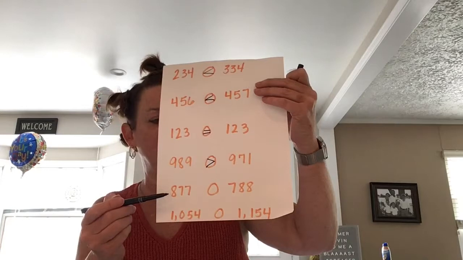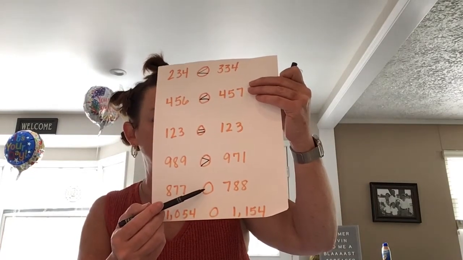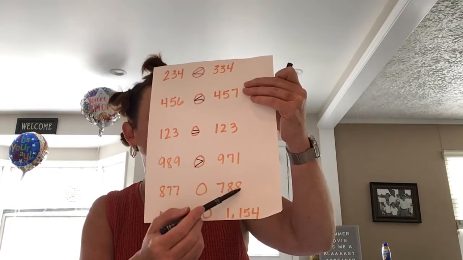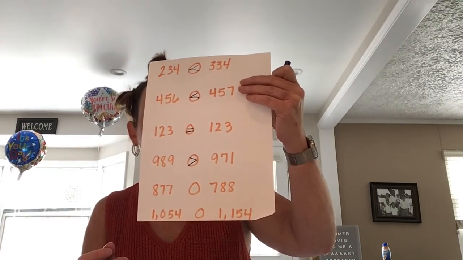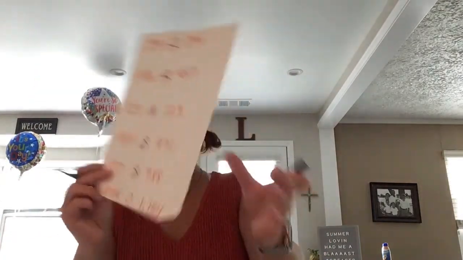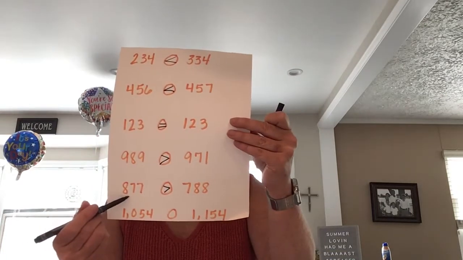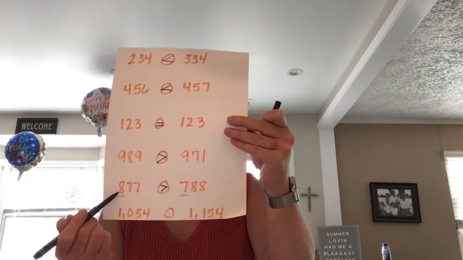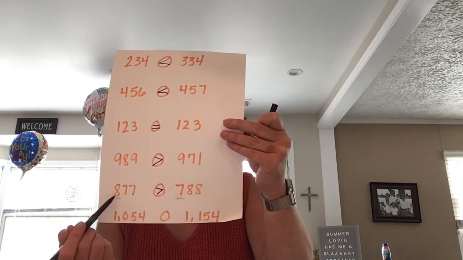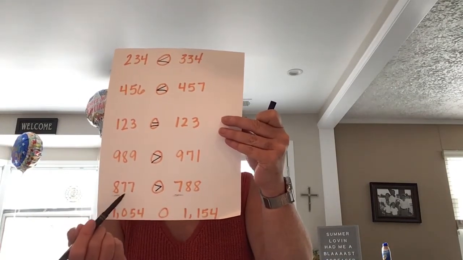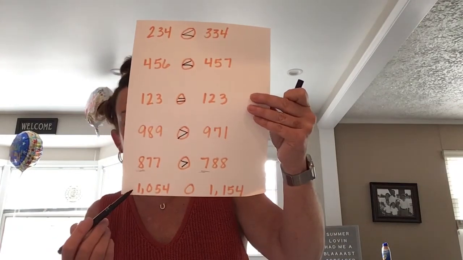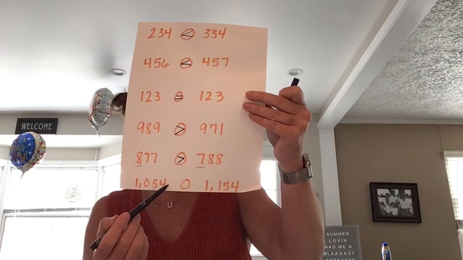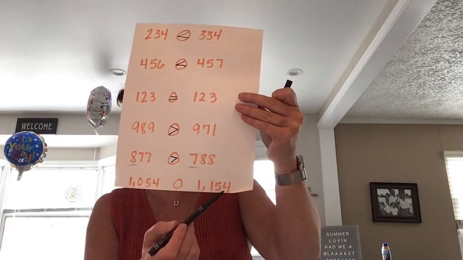Moving down, we have 877. What would we put in there? 788. Is this greater than, less than, or equal to that number? Okay, hopefully you said greater than. Again, if I just look at the hundreds, I can see I've got 8 hundreds here. I only have 7 hundreds here, so the 8 is bigger than the 7. So I don't even have to look at the rest of the number. I know this number is bigger. Last one, we're moving into the thousands. 1,054 or 1,154?